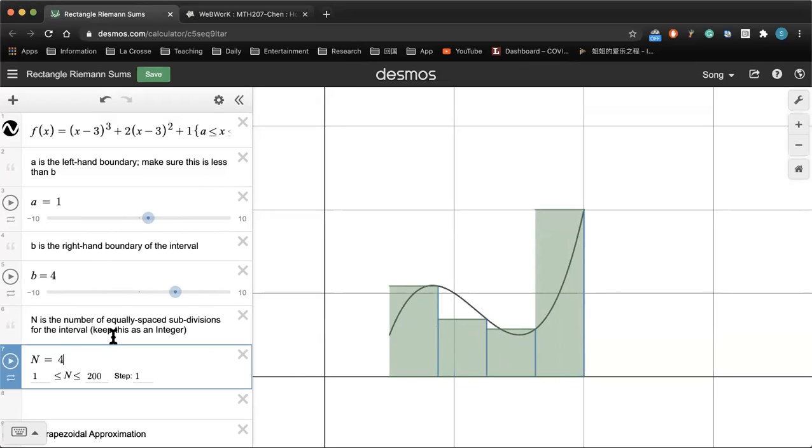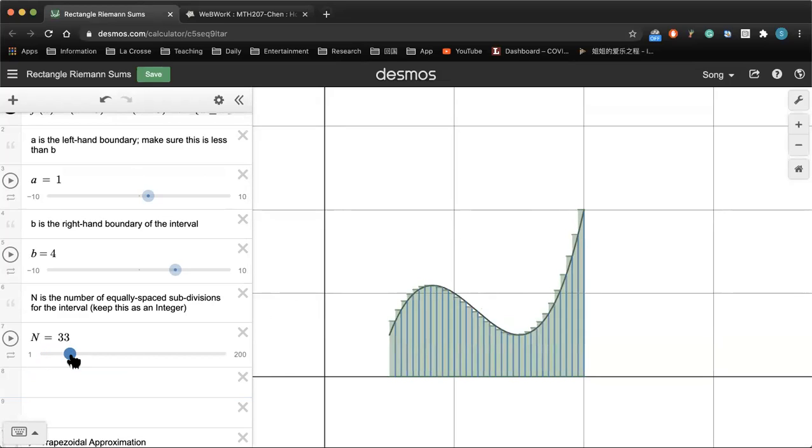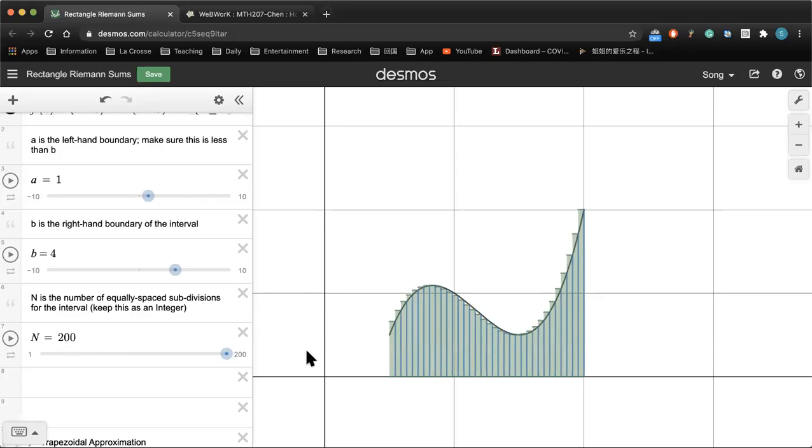Not happy? Increase the number from 4 to 10. Looks better. Okay, from 10 to 33. Now you can see all these small little tiny things. You still have something off, but they become smaller and smaller and smaller. Good so far? Now let's do extreme. Let's just put it to 200.